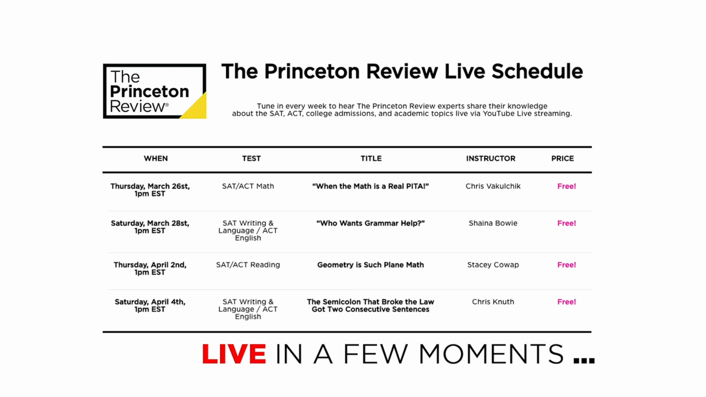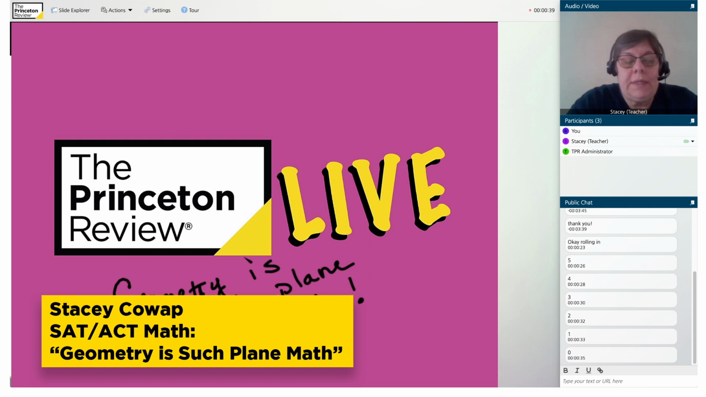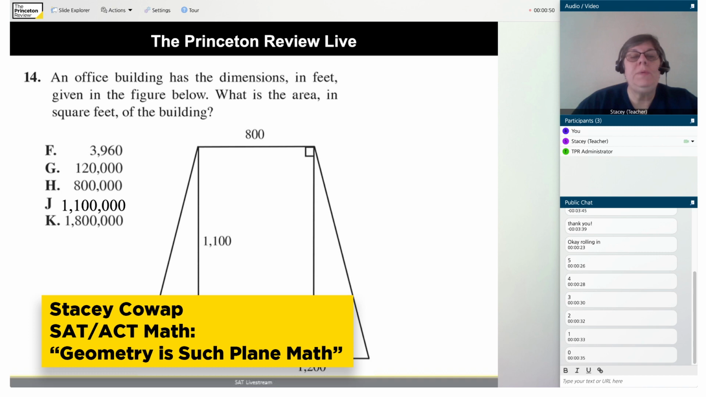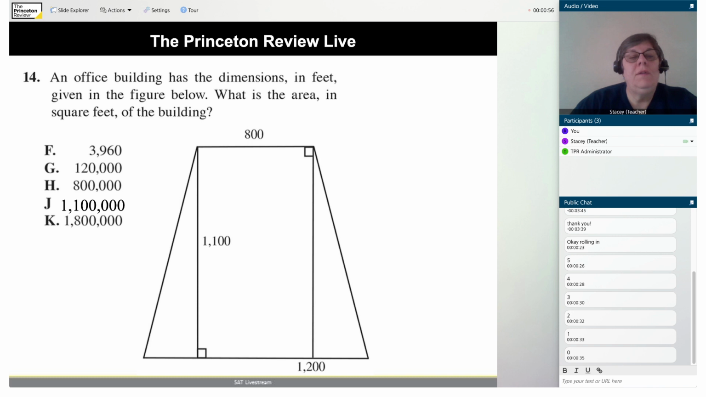Hello everybody. Today we're going to take some time and look at some geometry. Let's start with our first question. Question number 14, five answer choices. It asks us for an office building with the following dimensions in feet. We have the figure below, and they want the area in square feet of the building. We have two ways to do the problem.